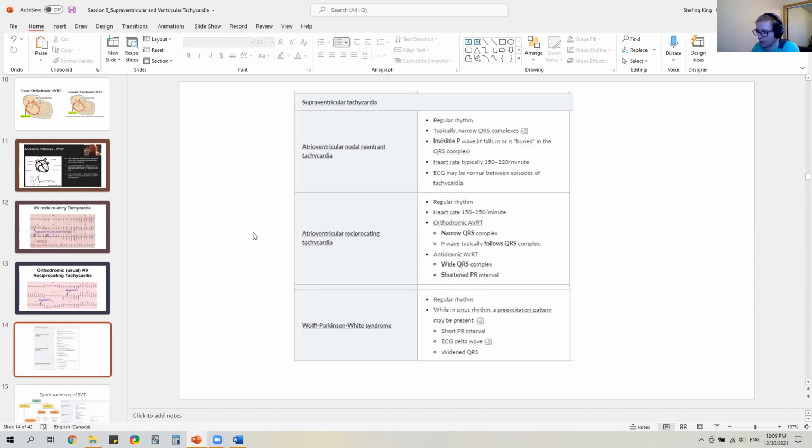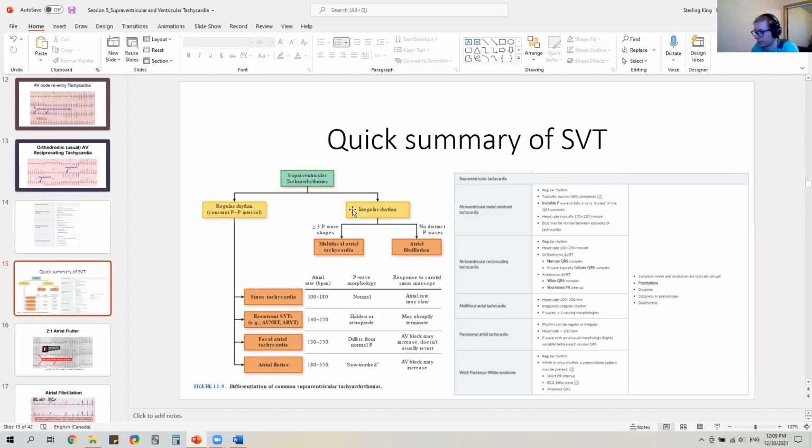This is just a table you can review on your own. And this is a quick summary. So showing that image, and then this table is going to show each of the things that we just talked about for all those supraventricular tachycardias. There's 5 of them there. You can just review them on your own time.